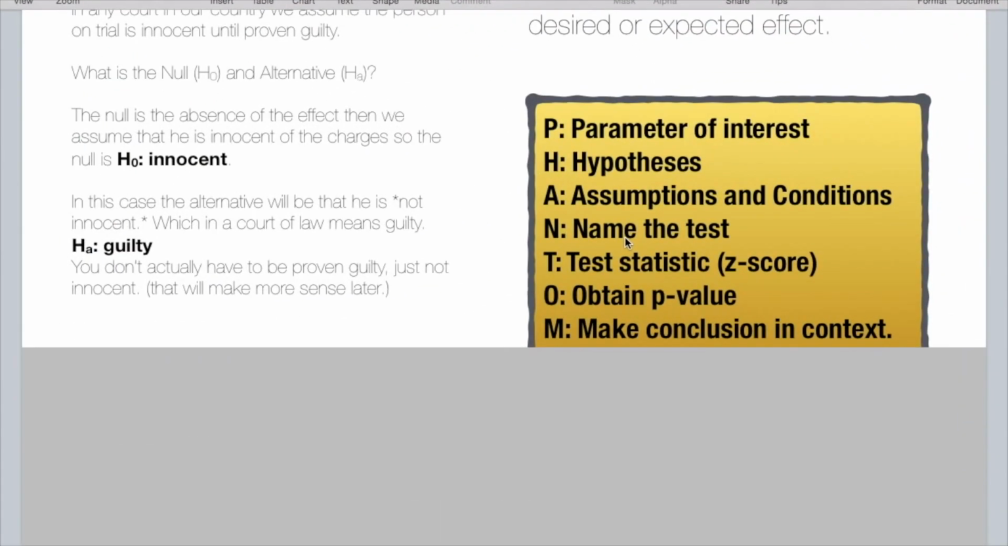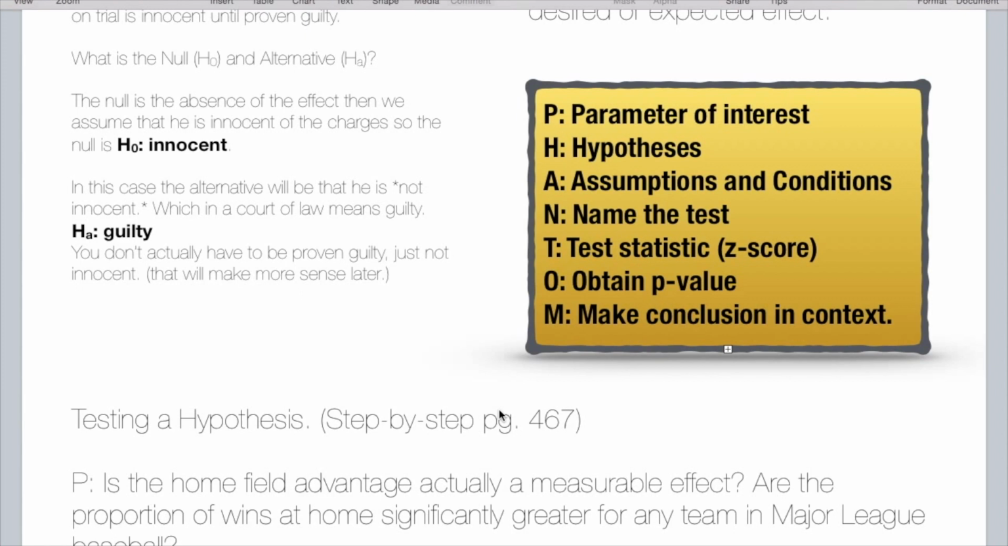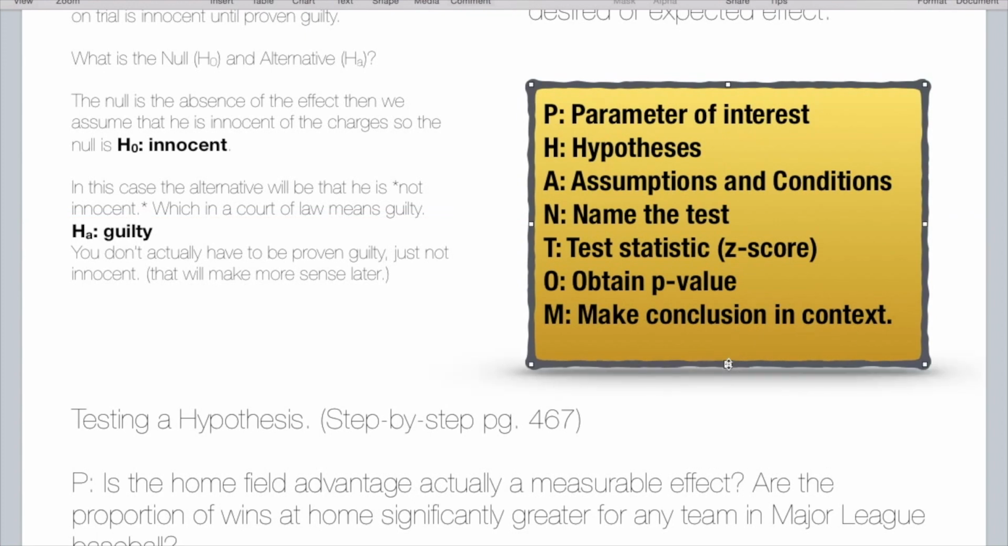All right, so we're going to continue on. I got here Phantom, your favorite, and let me just delete this thing. I want to remind you: parameter of interest, hypotheses, assumptions and conditions, name of the test statistic, obtain your p-value, and make your conclusion in context. This is what we are really going to be focused on for the next few weeks. In fact, most of the rest of the semester is going to focus primarily on all that kind of stuff.